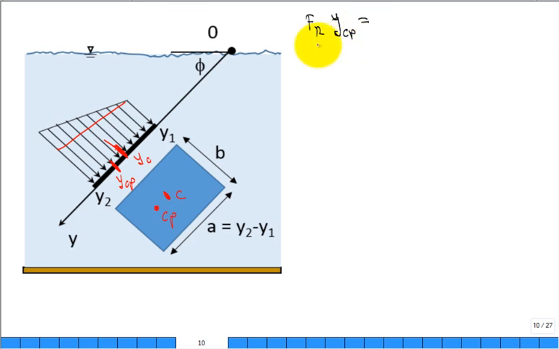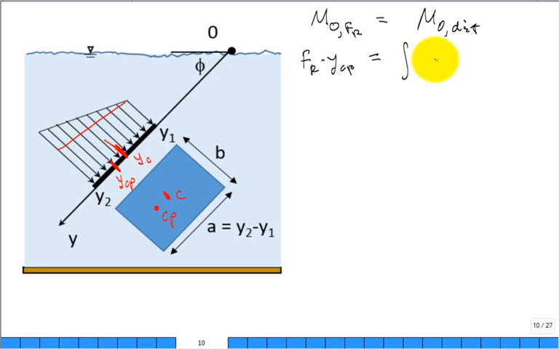Well, you're going to say this is the same moments around point O. Maybe I should have written it like that. I'm going to do the moment about point O of F of R applied at the center of pressure, equal to the moment about point O of the distributed load. So this one is going to be F of R times y CP. What about over here? Well, I have to do the integration. I have to sum them all up. So it'll be the integral of the perpendicular distance y times the little dFs. We already did that, where dF is a little p dA.